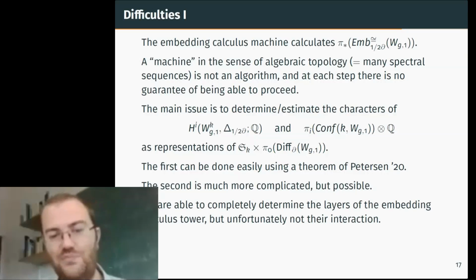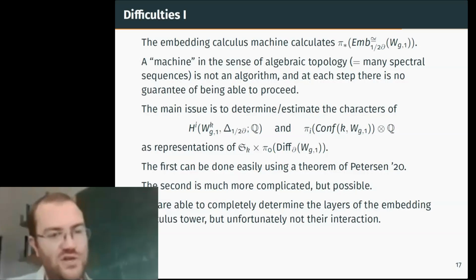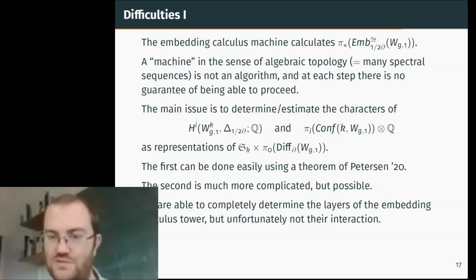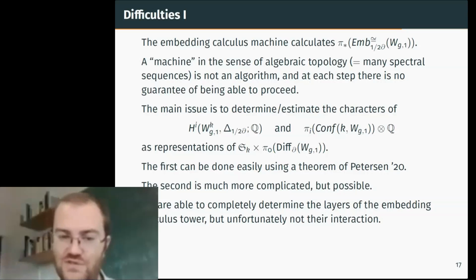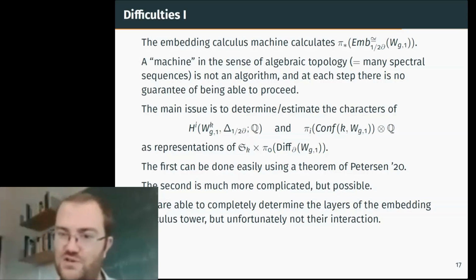And this lets us completely determine what are so-called the layers of the embedding tower. So the embedding calculus is an approximative system, and the things that you can generally calculate are the differences between two adjacent approximations. So like the kth versus the k minus first. And we can completely determine these layers, these relative terms, but we can't determine their interaction. That's exactly this question about determining the differential in this chain complex for the first band that I explained a few moments ago.